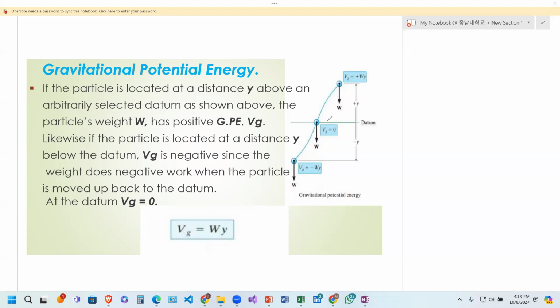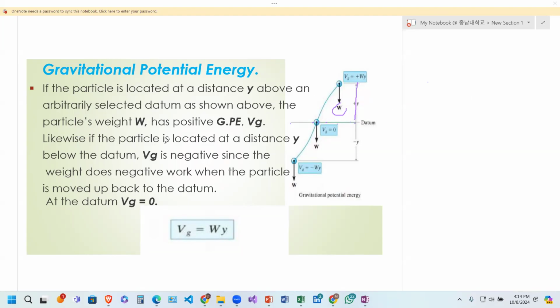This datum is very important when you're dealing with problems that involve pulleys and all that. So if we have a datum and a height of this particle, let's call it y, above the datum. If it is below, then it is negative. So the particle's weight, here W, has positive gravitational potential, because potential energy is given by mgh. This time our h is y.